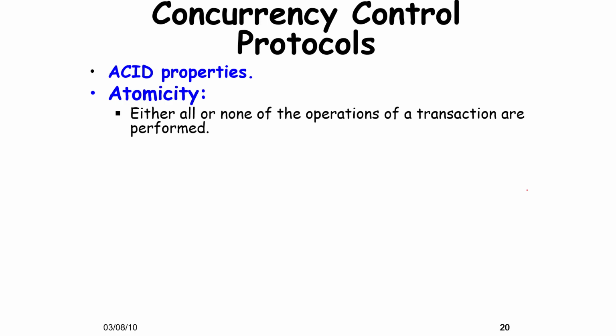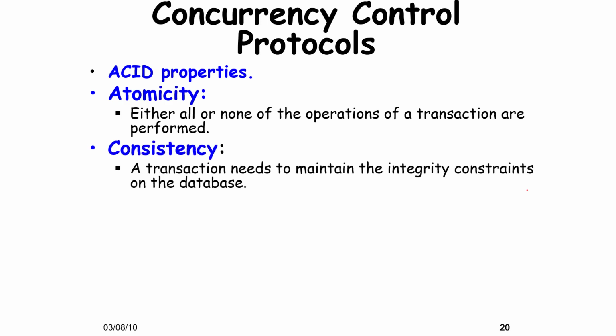The first ACID property is atomicity, which says that in a transaction, either all of it is done or none of it is done, right? If a transaction has multiple reads and writes and database updates, either the entire transaction is done or it appears as if it has not started. Consistency means that at all points of time, the database contents appear to be correct.